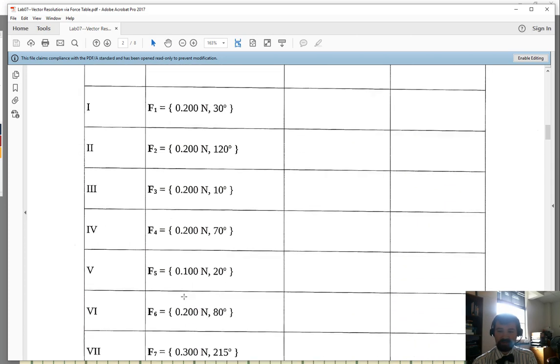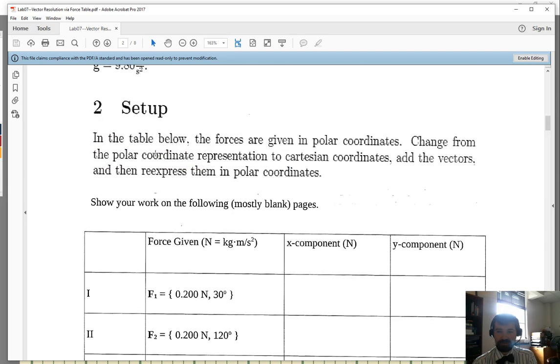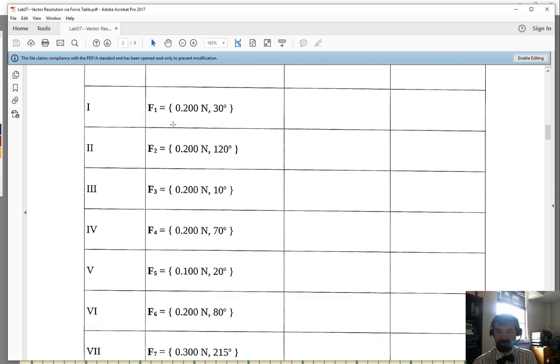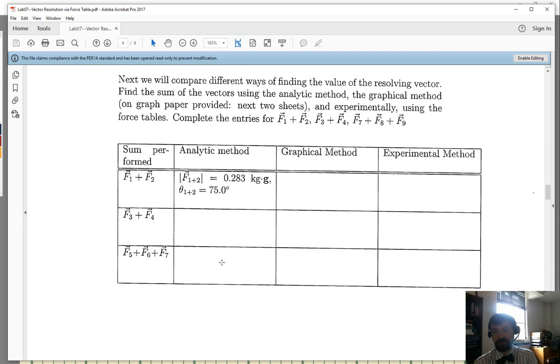I did, however, want to walk you through a little bit of how to do this stuff, basically breaking a vector into components, and a brief walkthrough on how to add vectors, and also a little bit about the notation used in this handout.